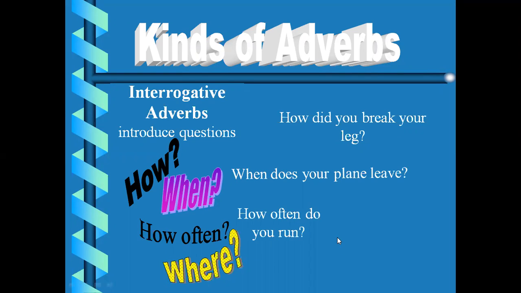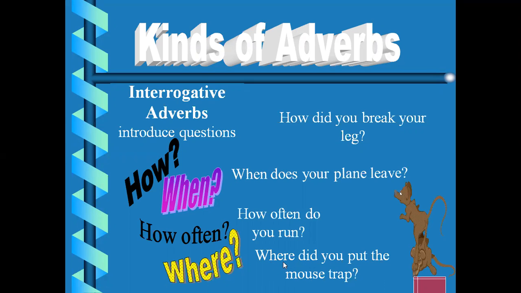Where? Where did you put the mouse trap? Here, the question asks you to say where you put the mouse trap. When you answer this question, you're going to say a place. So the place also is an adverb. So in English, we have about 5 types of adverbs. The first type is the adverbs or the words which answer the question word how, the adverbs which answer the question word when, how often, and where.